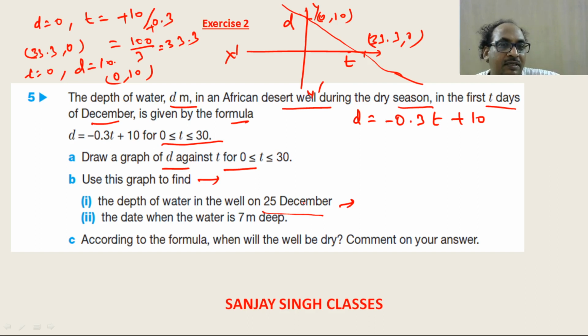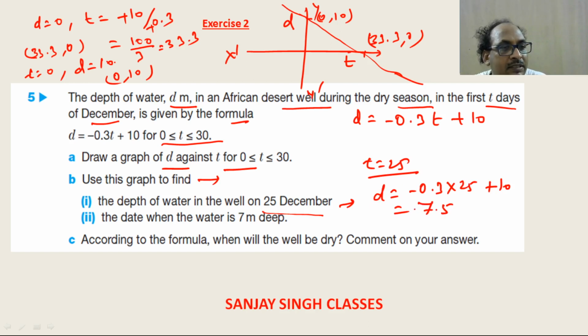On the depth of water in the well on 25th December, we need to put 25 as t. So t is equal to 25 is given to us and we need to find d. Minus 0.3 into 25 plus 10 gives minus 7.5 plus 10, and it is 2.5. D is in meters, so 2.5 meters.